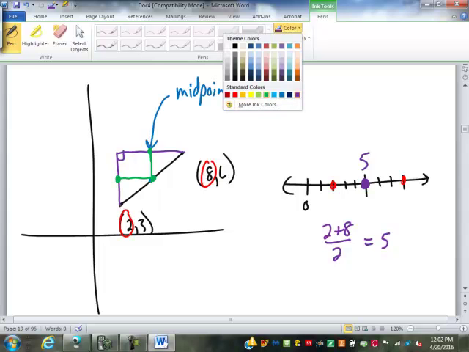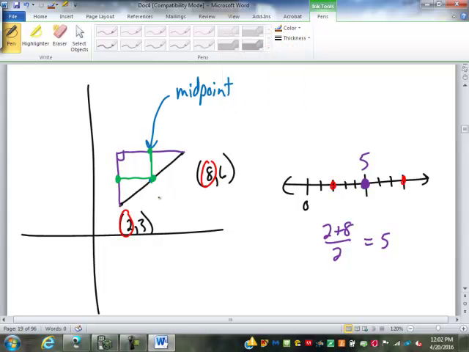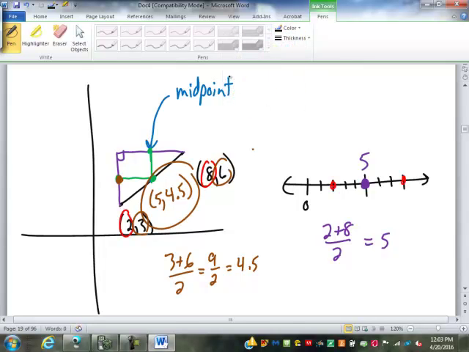So that tells us that the x-coordinate of that midpoint would be 5. It's the average of the x-coordinates of the endpoints. Same would be true for the y-coordinate. So we have 3 and 6. 3 plus 6 over 2. 3 plus 6 is 9. Divided by 2 would be 4.5. So 4.5 is the y-coordinate of that midpoint.